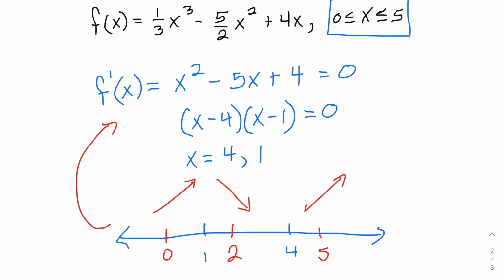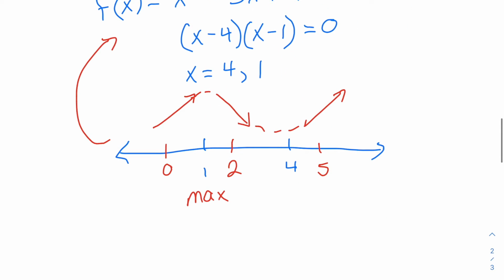So hopefully you can see even visually, and sometimes I recommend when you're first getting comfortable with it to just connect those arrows so that it is a little bit easier to visualize. But this would be a local max at point 1, and this would be a local min at point 4.